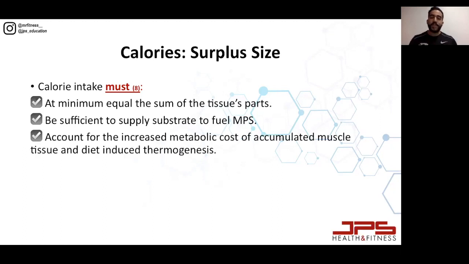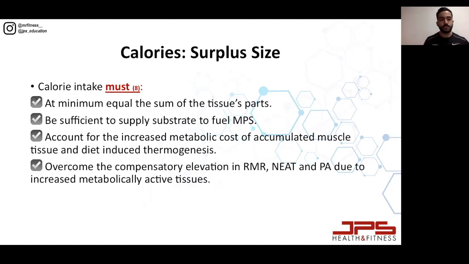It needs to account for the increased metabolic cost of accumulated muscle and diet-induced thermogenesis. So what this means is that when you build muscle, like I said, that muscle is going to then cost energy to hold on to. So the amount of calories you're consuming needs to account for that. It also needs to account for the fact that eating more protein and eating more calories actually burns energy throughout the digestive process. Okay, so that needs to be accounted for too.